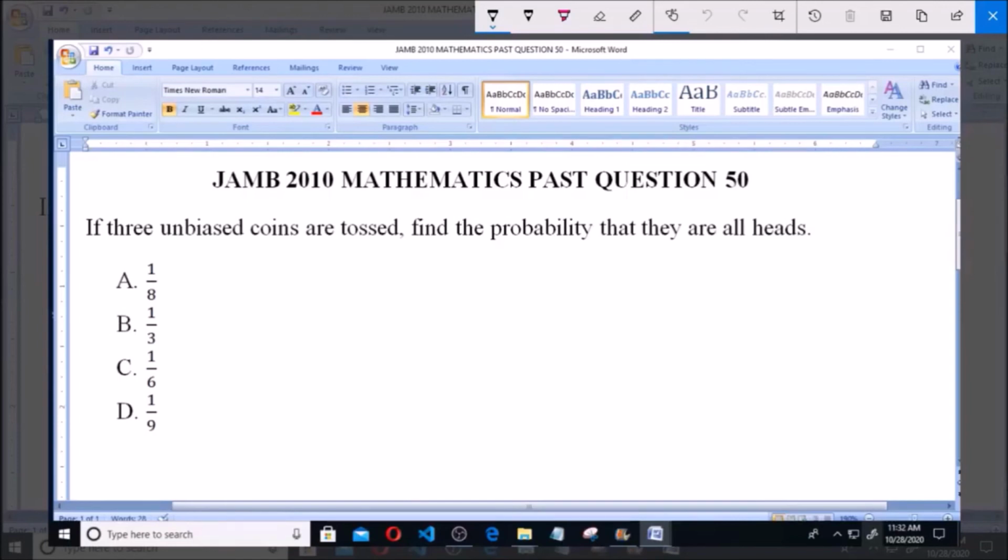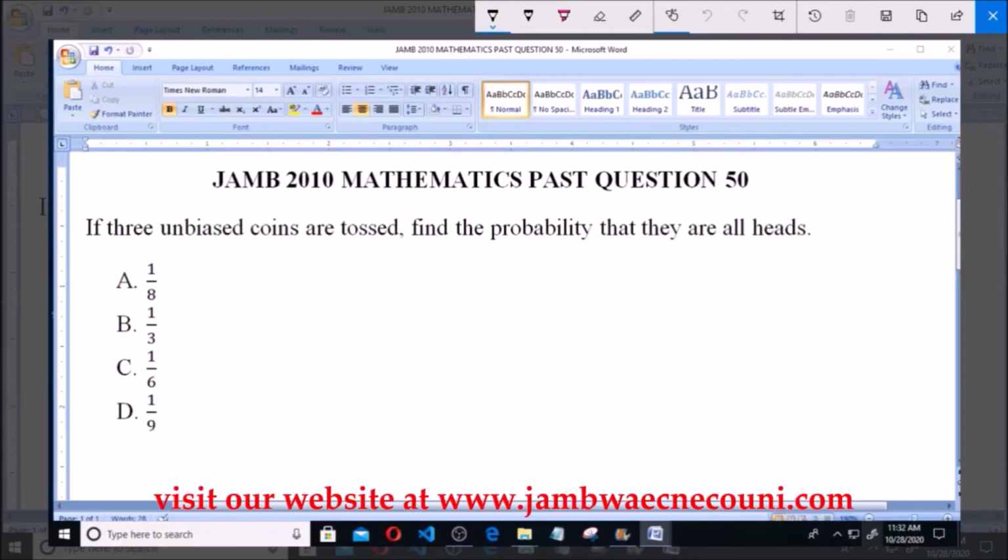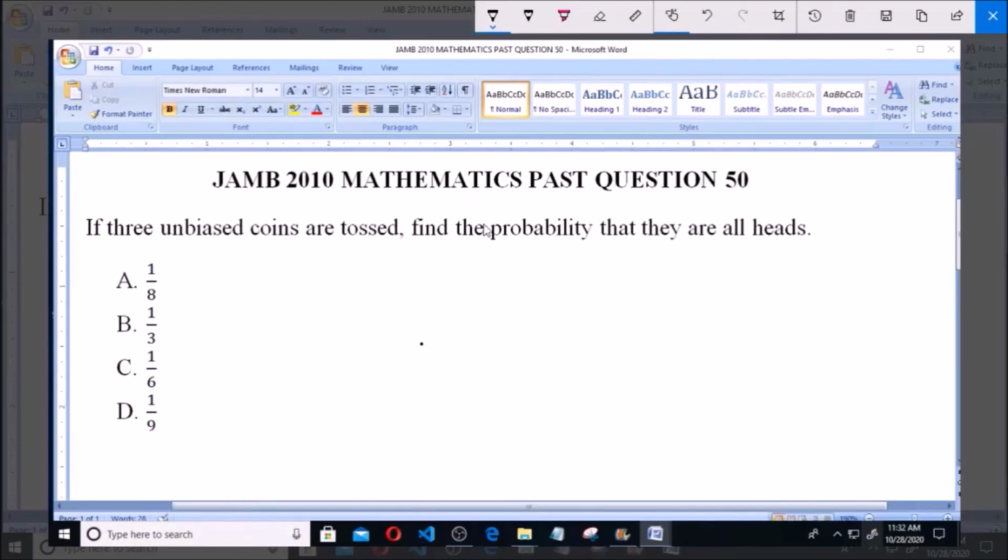I'll be answering JAMB 2010 Mathematics Past Question 50. If 3 unbiased coins are tossed, find the probability that they are all heads. A 1 over 8, B 1 over 3, C 1 over 6, and D 1 over 9. Now we're told that 3 unbiased coins are tossed. Find the probability that they are all heads.